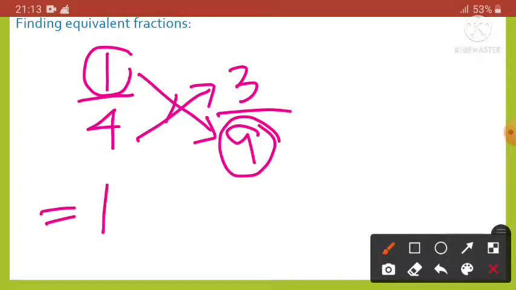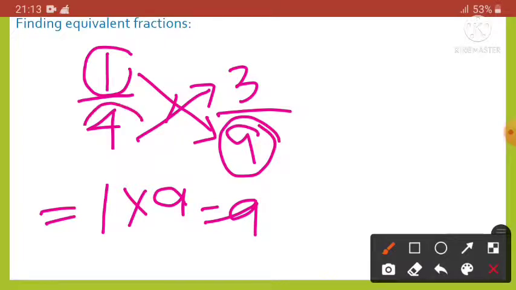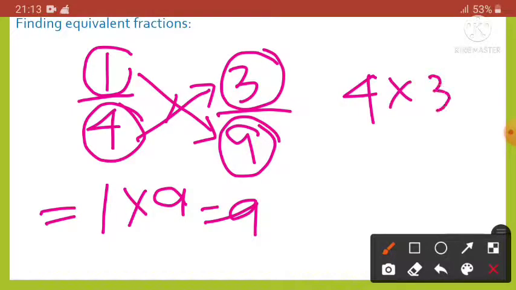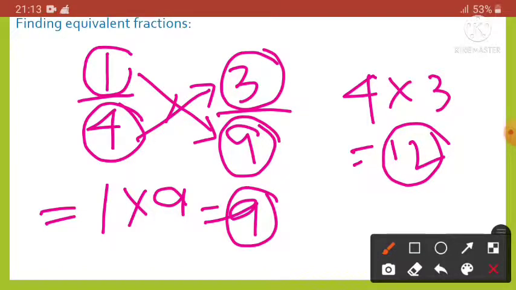So it will be 1 into 9, that is 9, and the denominator of the first fraction with the numerator of the second fraction. Here it is 4 into 3, that is 12. So here the result is 12 and here it is 9. So it is not equal, so we can say that 1 by 4 and 3 by 9 are not equivalent fractions.